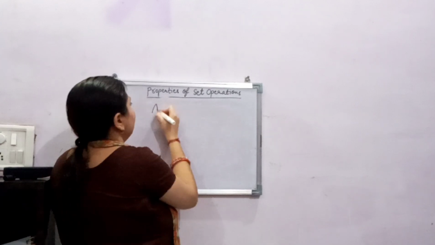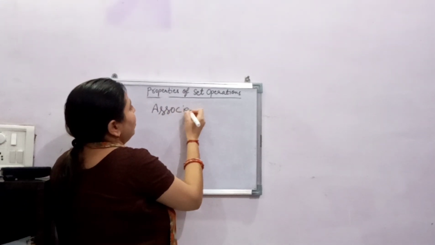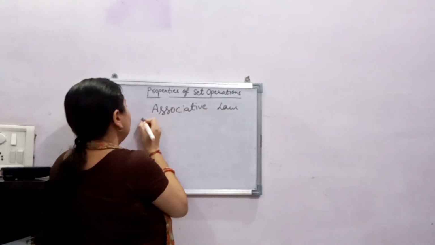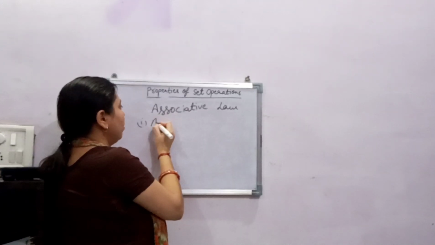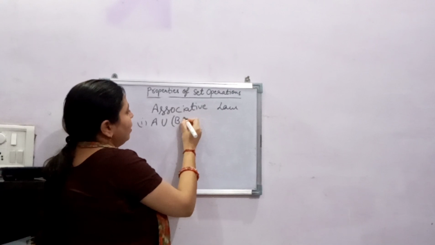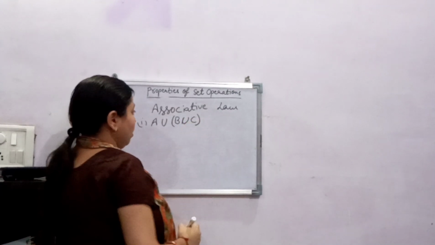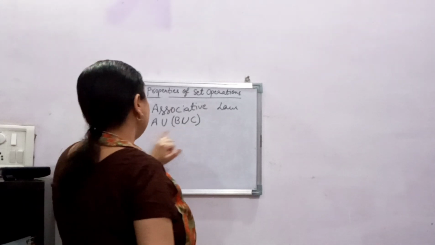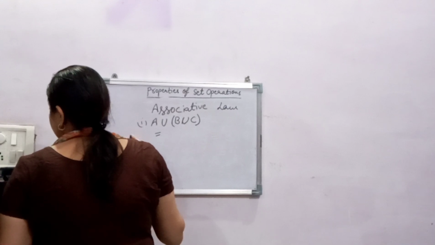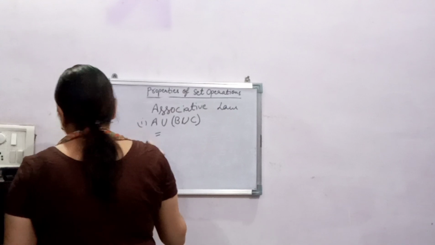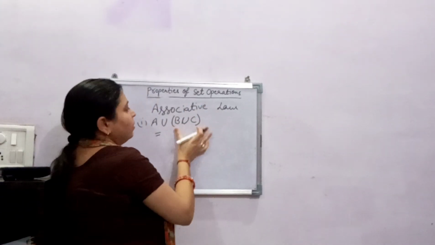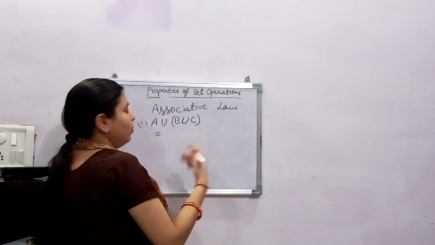Now we come to the associative law. What is the associative law? The first associative law is A union B union C. What does it mean? Suppose there are three sets A, B and C. The associative law says that the placement doesn't matter. This is just like the commutative law, but here there are three sets and some parentheses. You have studied BODMAS rule, no?